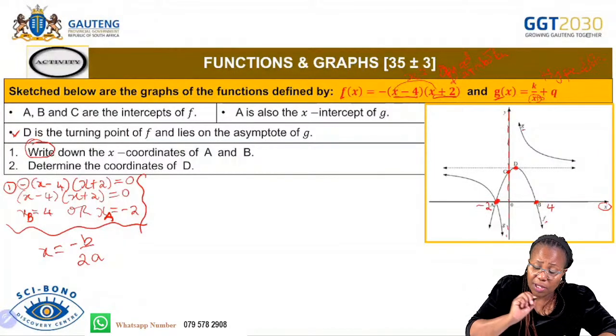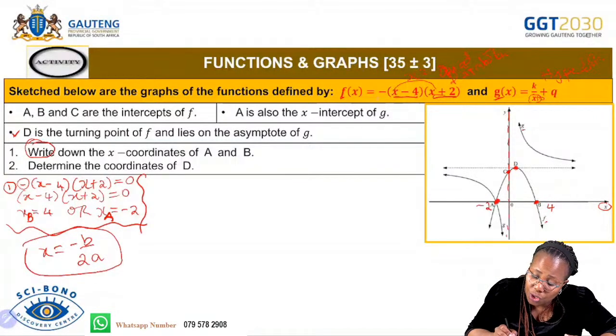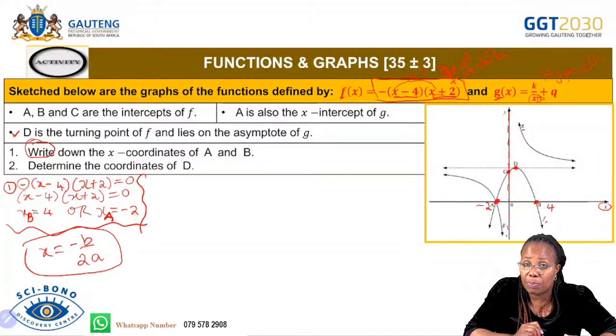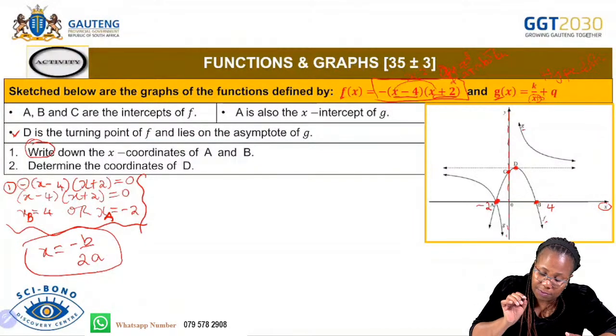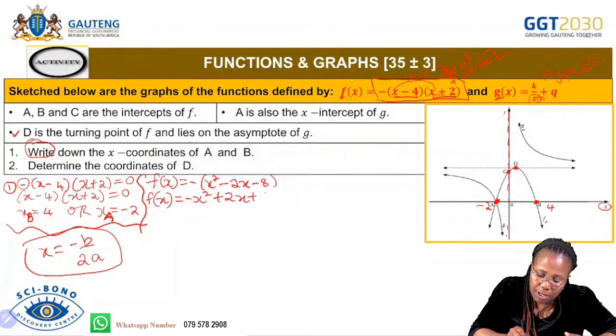Right. The first method, if you decide to use this formula of x equals minus b over 2a, you need to multiply this out back to its original quadratic form. So now our f at x will be equal to negative. We now multiply the bracket, it will be x squared minus 2x minus 8, which gives us f at x equal to minus x squared plus 2x plus 8.